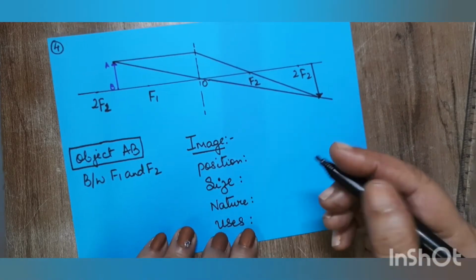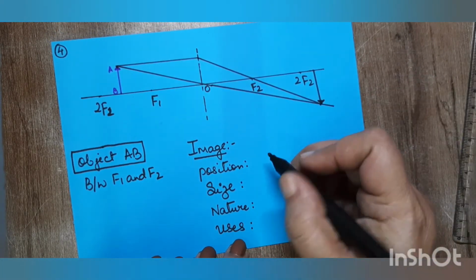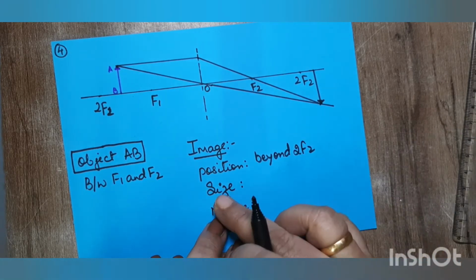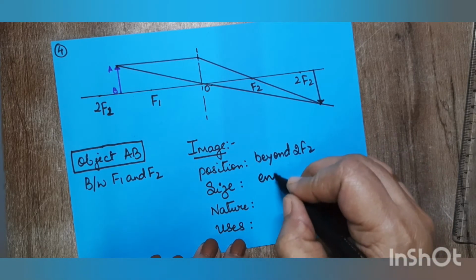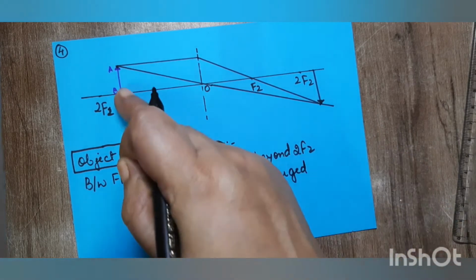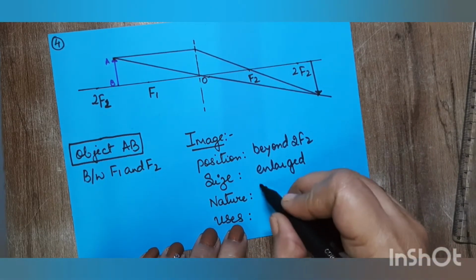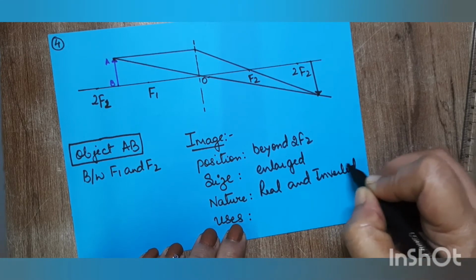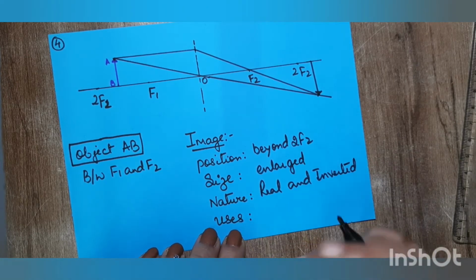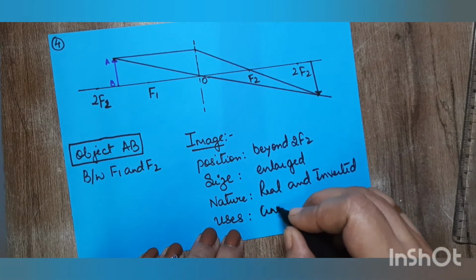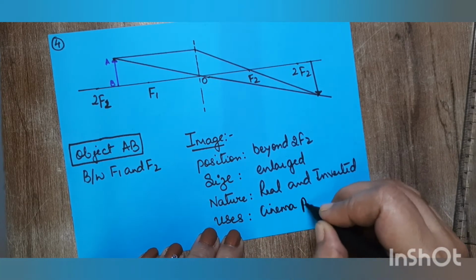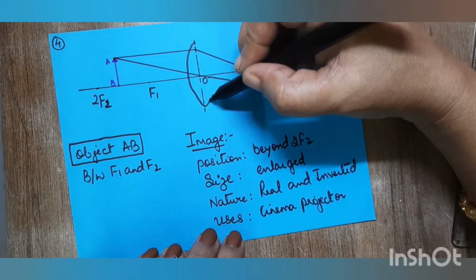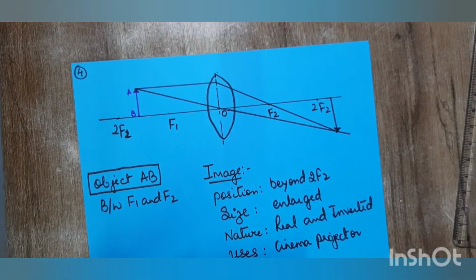So image information: position of the image here is beyond 2F2. Size: you can see it is enlarged, not highly enlarged, comparatively it is bigger, enlarged. Nature: it is still real and inverted. Uses: in this case it is used in cinema projectors. Draw the lens. That's it.